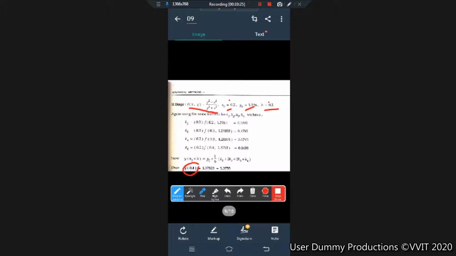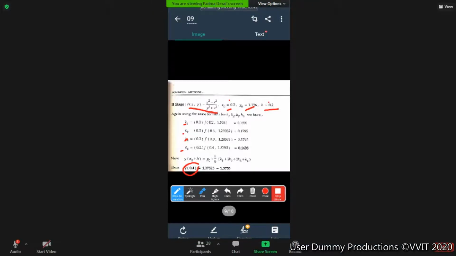Understood? Now again, you have to compute k1, k2, k3 and k4 using similar formulas to what you had before. In the case of k1, it's going to be f of x naught comma y naught. So that's it. Therefore, you substitute these two values in the function f of x comma y and you get 0.1891. Similarly, when you come to the second constant, that is k2, we have to apply the formula. Where is the formula here? They have not written the formula in this stage. Here we have the formula.